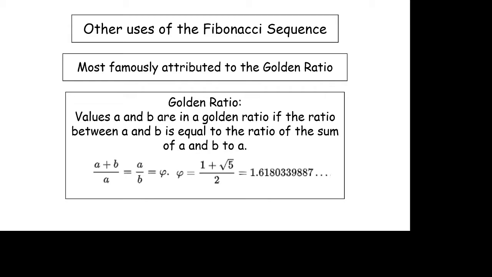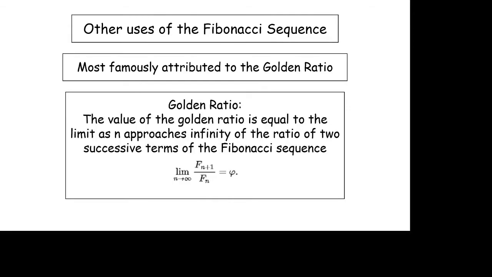The golden ratio, defined as the ratio of A to B, where the ratio between A and B is equal to the ratio between the sum of A and B to A. It is known to have several properties, being able to explain the shape of a Nautilus shell, the dimensions of the Mona Lisa, and numerous other phenomena. The value of the golden ratio is intimately related to the Fibonacci sequence, with the ratio being equal to the limit as n approaches infinity of the ratio between two successive terms of the Fibonacci sequence.